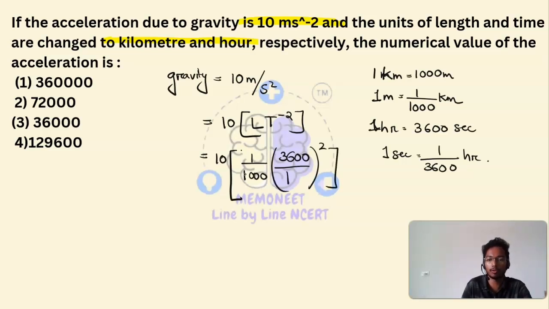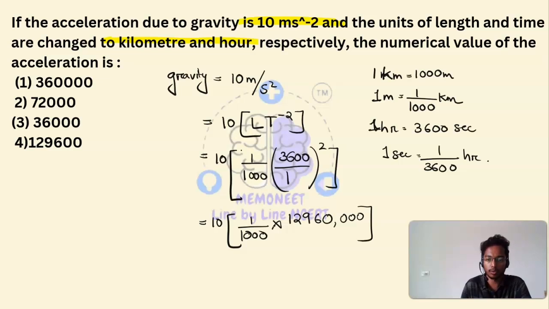So if we solve this out, this is 10 upon 1000 with 12,960,000. If we cancel it out, sorry, it is 129,600. So if we represent it in kilometer and hour, we have the answer here, that is option 4.